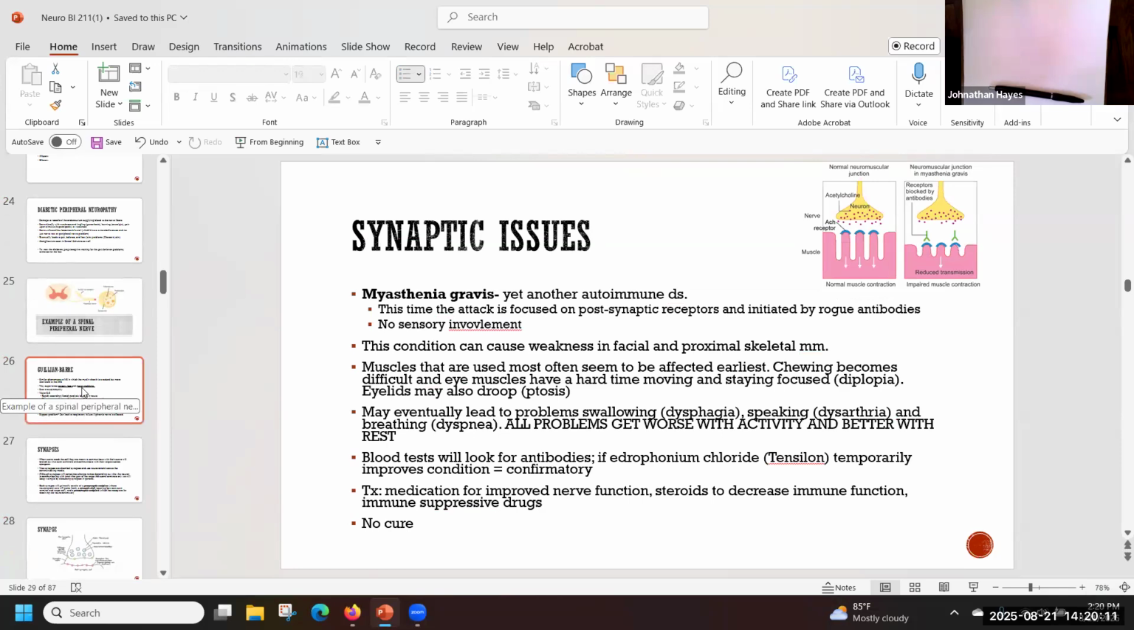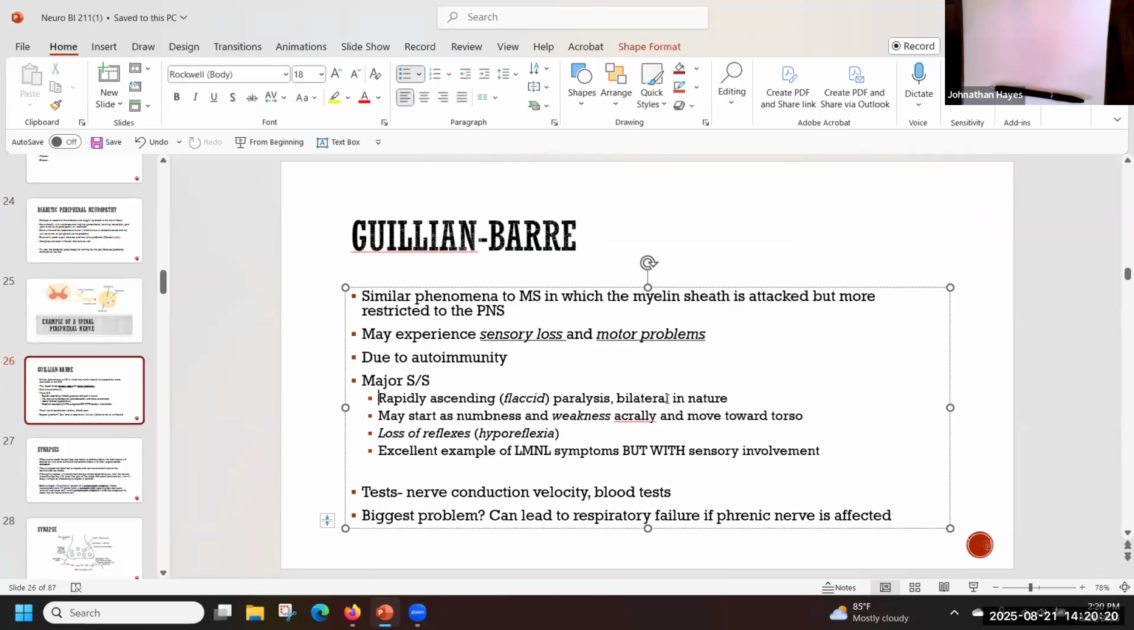Here I did put sensory loss and motor problem, but if you want to go back and highlight in your notes or in your PowerPoint, rapidly ascending bilateral paralysis. So these are some of the key terms that will remind you it's one thing versus another. With Guillain-Barré, you're getting sensory and motor problems, rapidly ascending bilateral paralysis.